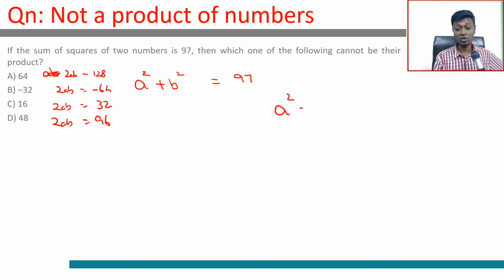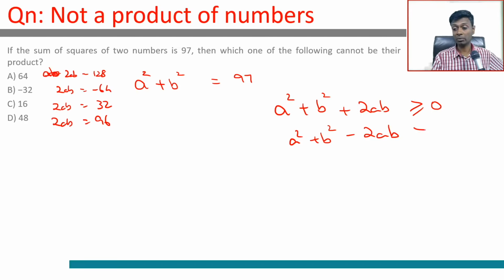Because I can think about a square plus b square plus 2ab, and a square plus b square minus 2ab. a square plus b square plus 2ab should be greater than or equal to 0, because this is a plus b whole square. a square plus b square minus 2ab should be greater than or equal to 0. This is a minus b whole square. 97 plus 128 works. 97 minus 128 does not work. It cannot be 64. The rest it can be.